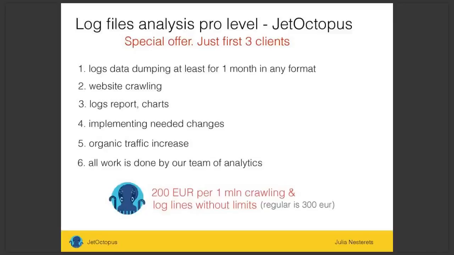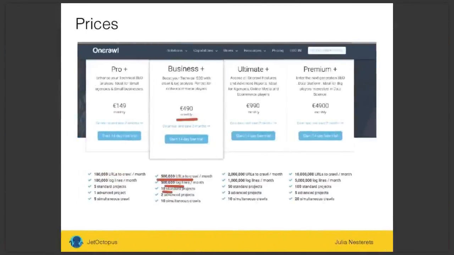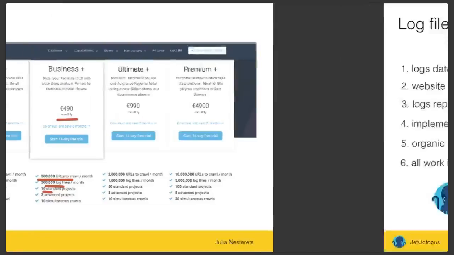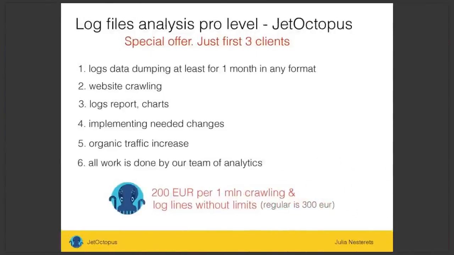And actually, nobody offers it without limits. You usually see concrete limits, like 500,000 log lines, and you see the price. Only we make such an offer. We don't limit the log lines. You make your price based on the number of pages you have, the crawling pages.